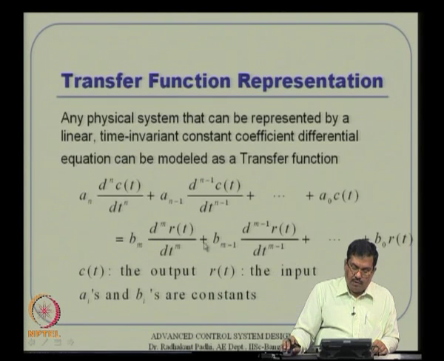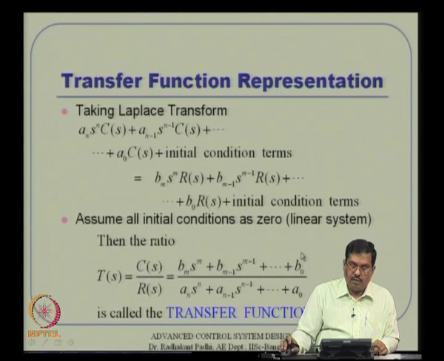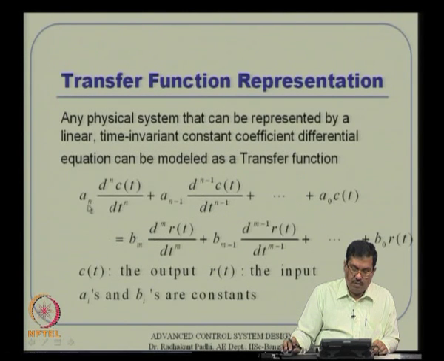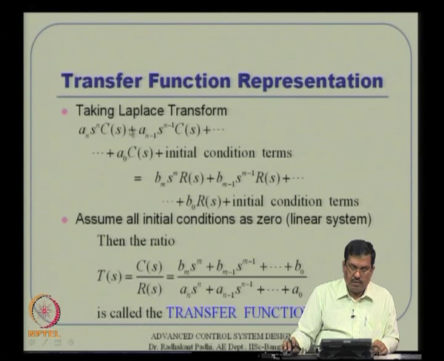So what do you do? You start with this differential equation and simply take the Laplace transform on both sides. Then what happens? This is an nth order polynomial. This is a constant of course. So a n into s to the power n, then the Laplace transform of this, C of s.